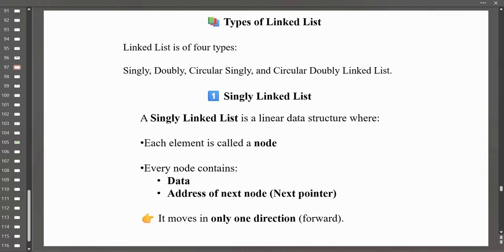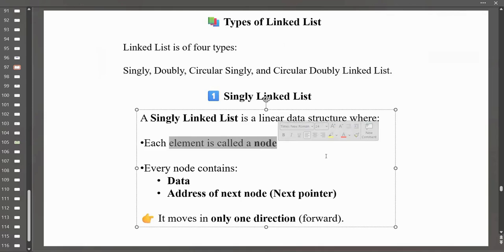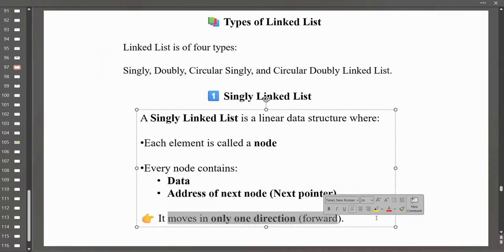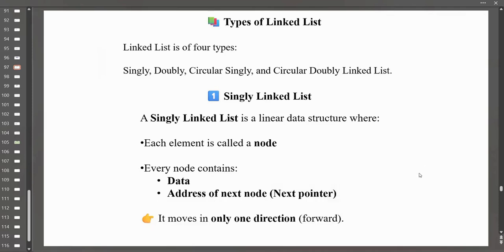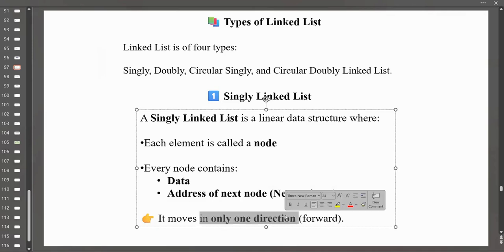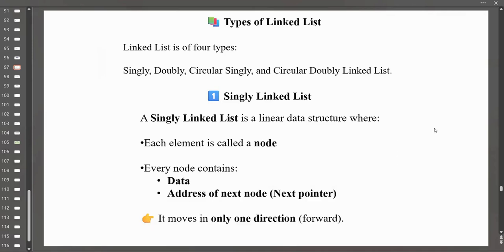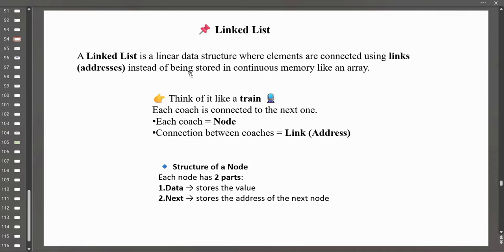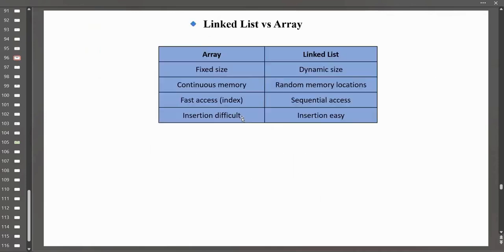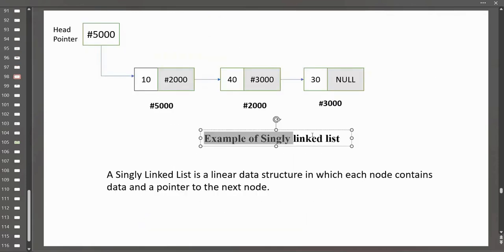All right, now let's talk about the types of linked list. We have 4 types: singly, doubly, circular singly, and circular doubly linked list. Let's talk about the first one, the singly linked list. So what is a singly linked list? Each element is a node. The node contains data and the address of the next node. It moves in only one direction, that means forward. The singly linked list and the previous simple linked list are actually the same. I have written the same example here, you can check it.